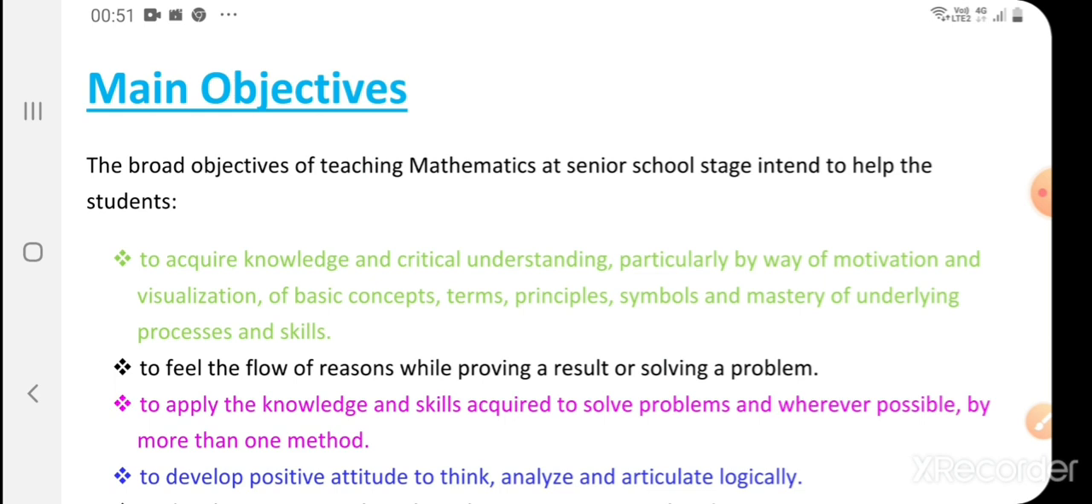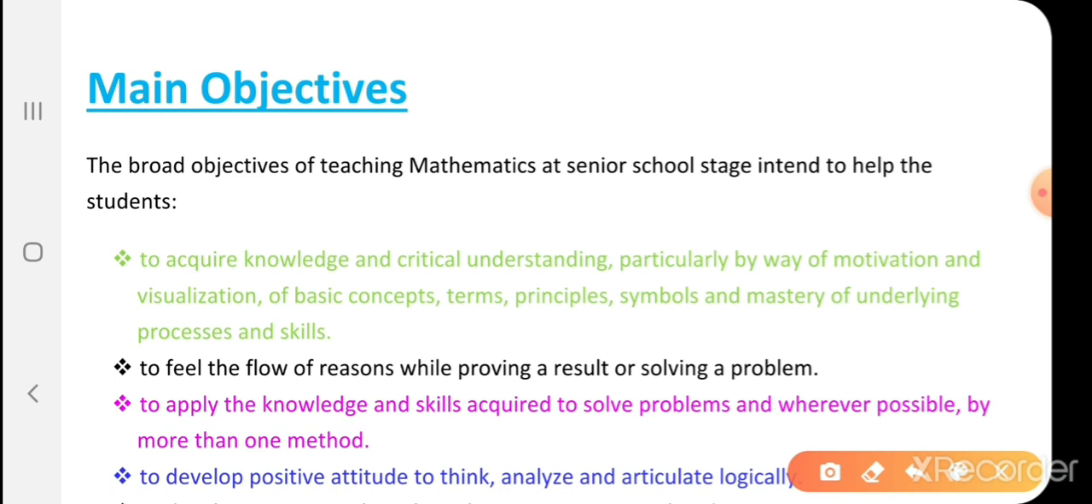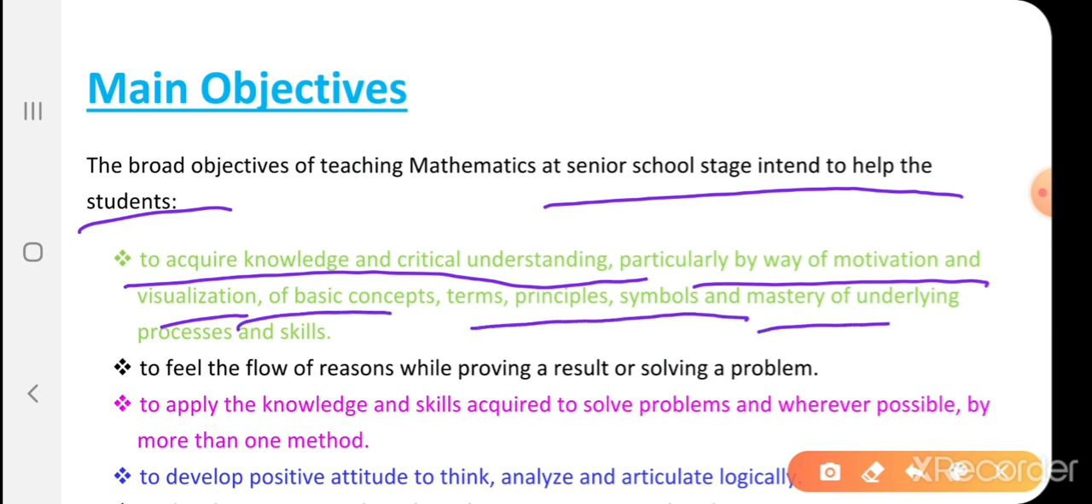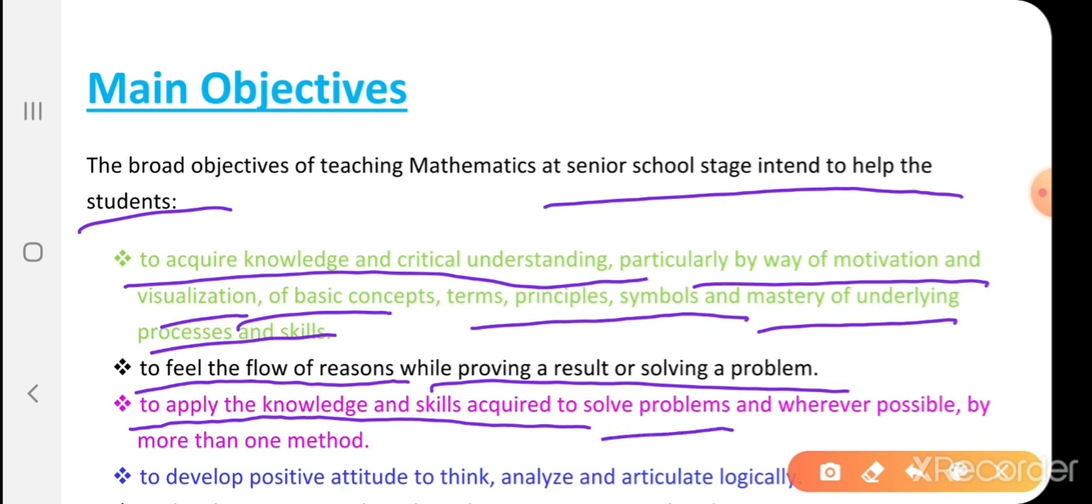The main objectives of teaching mathematics. The broad objectives of teaching mathematics at the senior school stage are intended to help students acquire knowledge and critical understanding, particularly by way of motivation, visualization of basic concepts, terms, principles, symbols, and mastery of underlying processes and skills. And one of the most important things is the free flow of reasoning while providing the result of solving problems, and to apply the knowledge and skills acquired to solve problems wherever possible by more than one method.